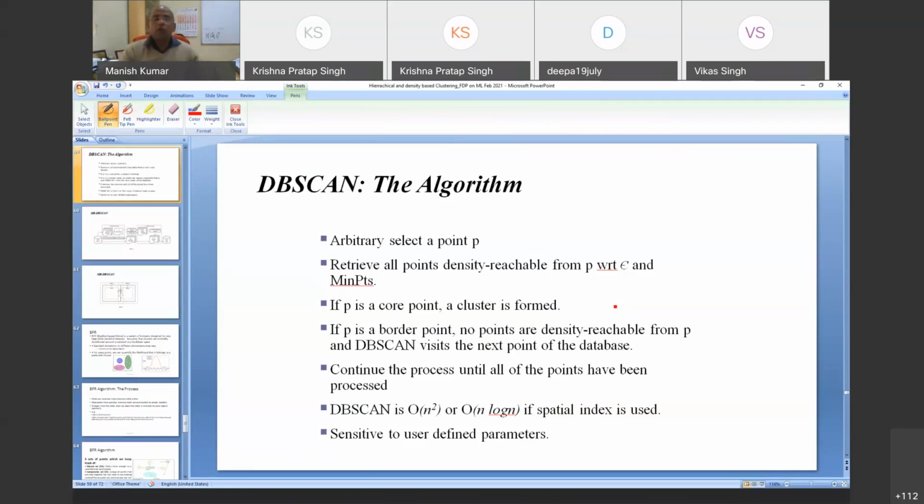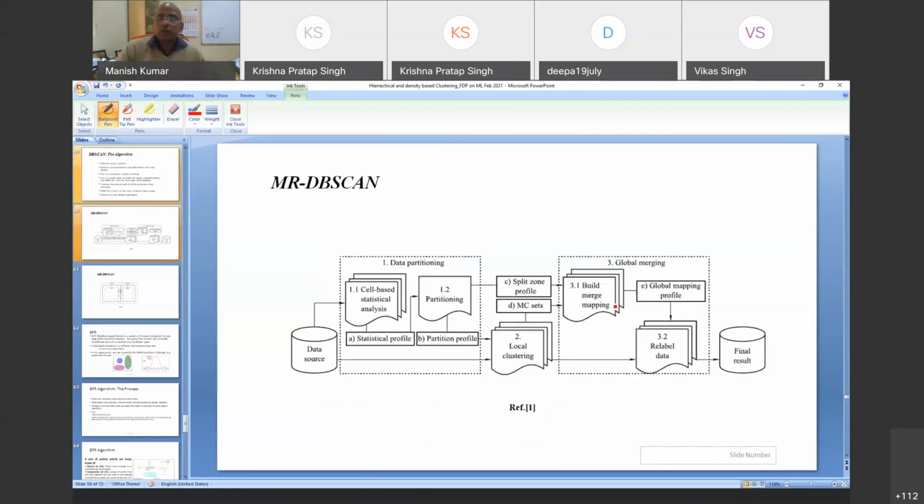I think I'm running out of time. So I'll just give you some idea of how MapReduce DBSCAN can be used. What we have is how to parallelize.